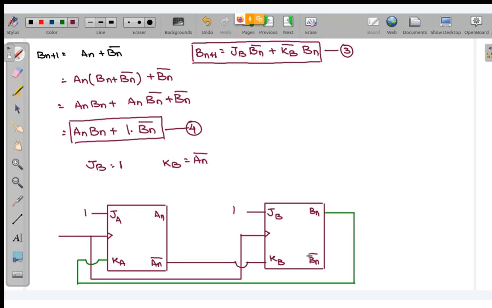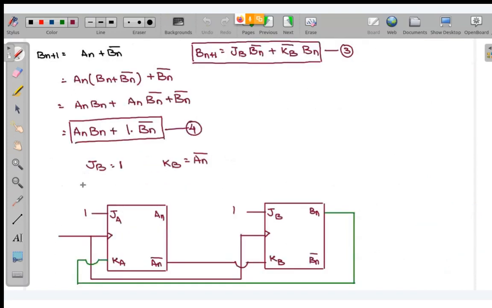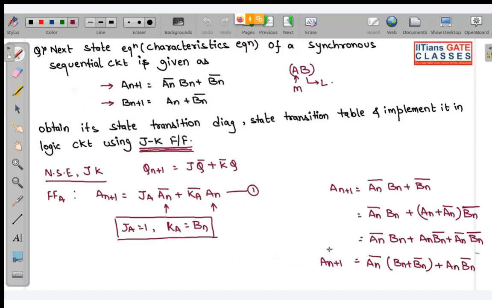Okay, fine. So now if you write the next state equation for these two flip-flops, you will get this only, because with the help of this only we have constructed this. So this is how you design a synchronous counter with the help of your given characteristic equation or given next state equation. There are a few more things asked: obtain its state transition diagram and state transition table.